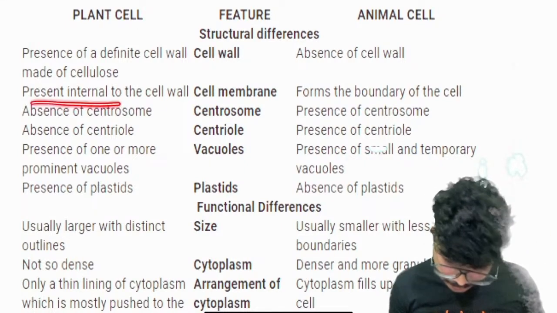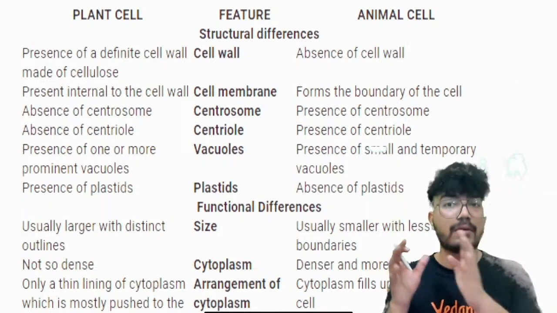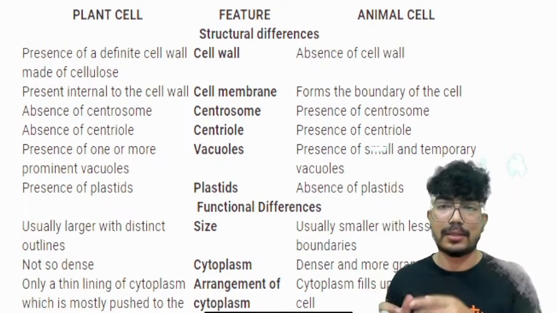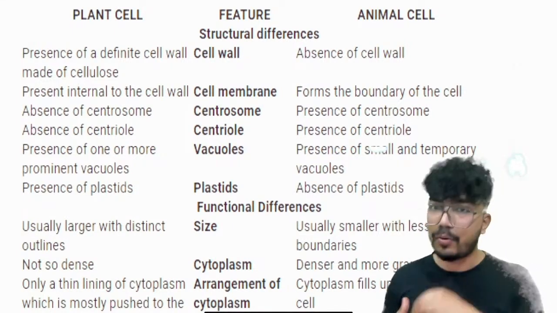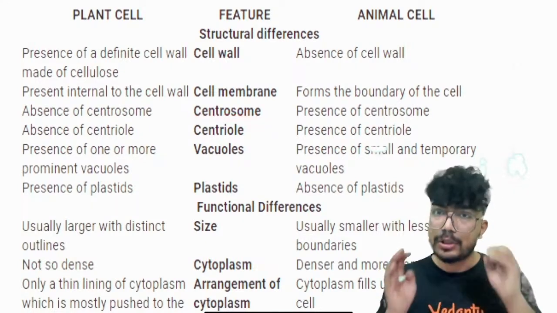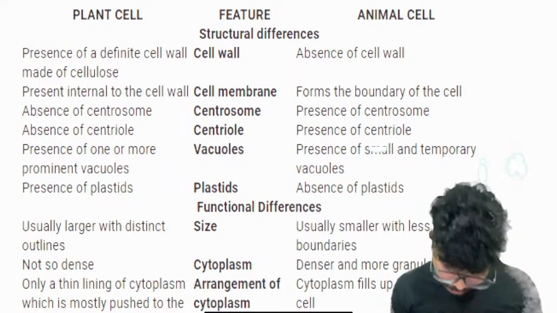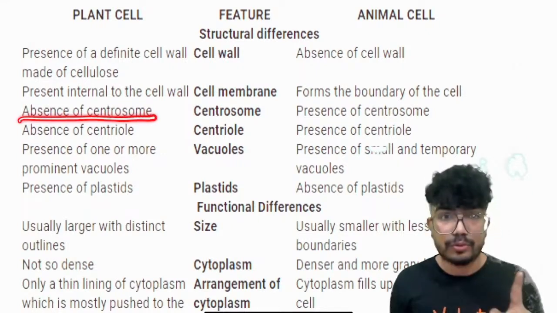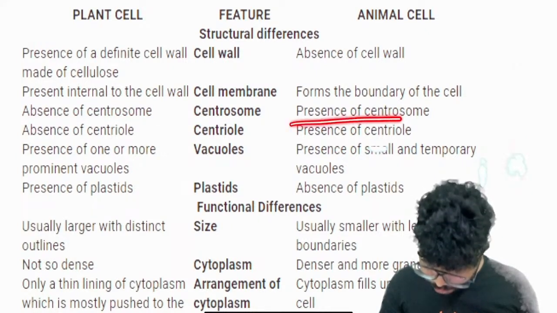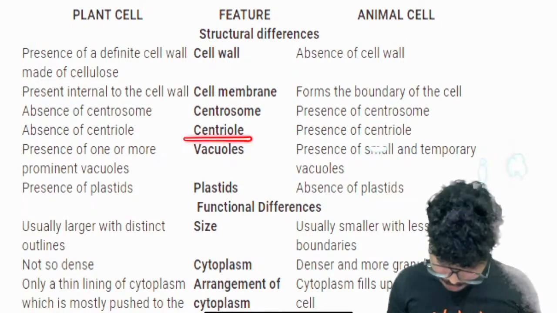So it is present internal to the cell wall for the plant cell, but it forms the boundary of the cell for an animal cell. It is the outermost layer for the animal cell. So if a cell lacks the cell wall, it is going to be an animal cell, right? Then centrosome, that is the centrioles. Animal cells have centrioles, plant cells lack centrioles. Very important. Okay, so absence of centrosome in plant cell, but presence of centrosome in animal cell. Very important.